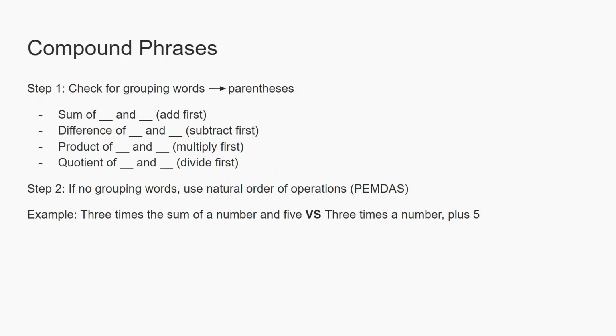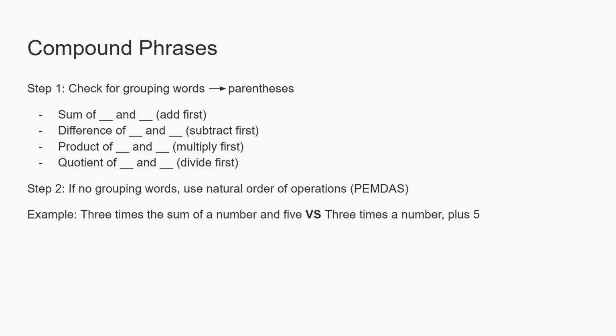Previously, we were talking about expressions with only one operation. Now we're going to discuss compound phrases. Compound phrases are going to have more than one operation, so that's where the order of operations will start to matter. So our step 1 is to check for any grouping words, which means any parentheses, that means an expression needs to be done first. For example, sum of blank and blank means that we add first. Difference of blank and blank means we subtract first. Product of means we multiply first, and quotient of means we divide first.